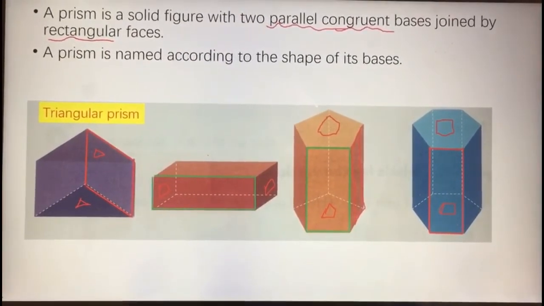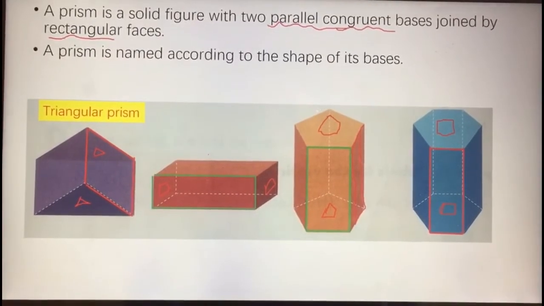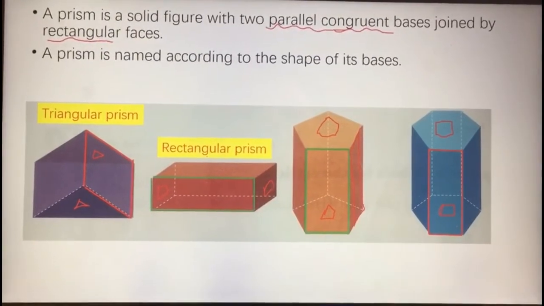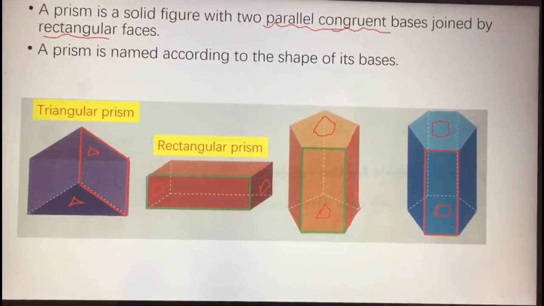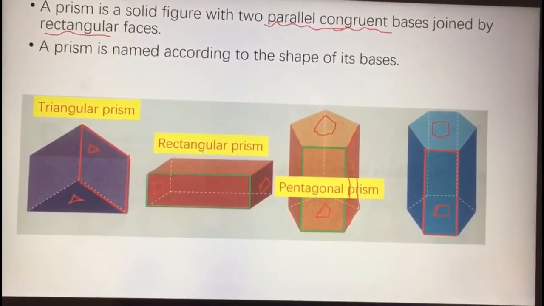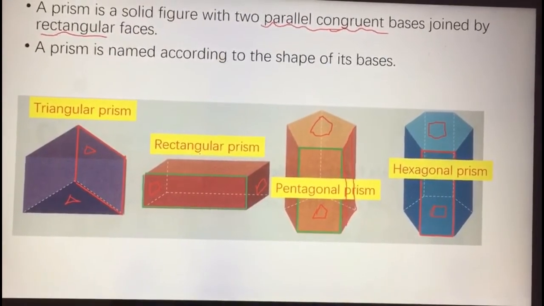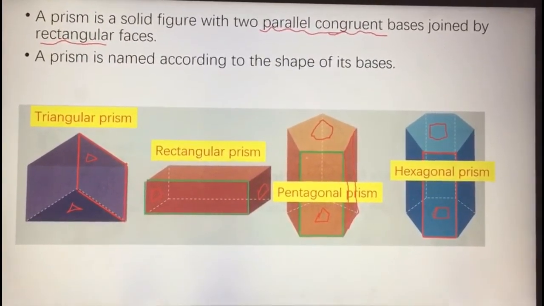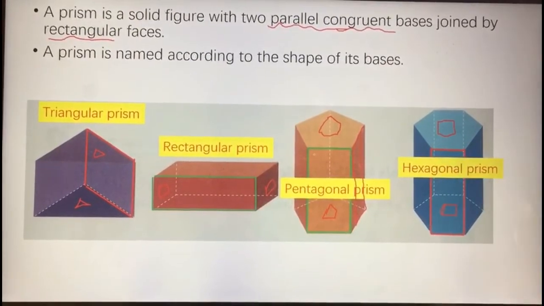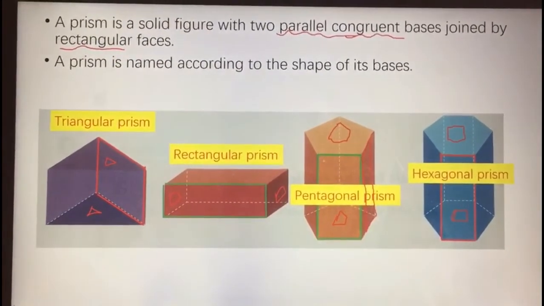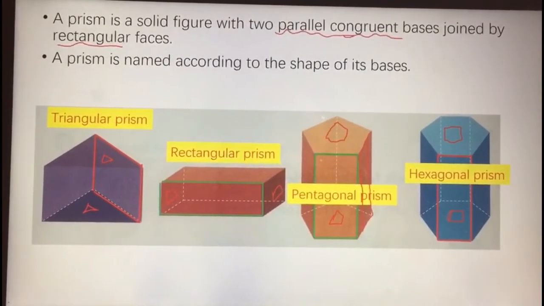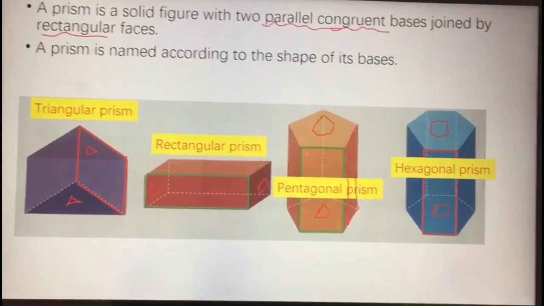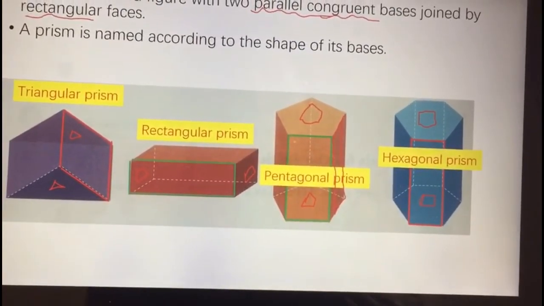With triangular bases, it is a triangular prism. With rectangular bases, it is a rectangular prism. With pentagonal bases, it is a pentagonal prism. And with the hexagonal bases, this is a hexagonal prism. Here, hexagon, this is how you spell it. And pentagon. So, according to the name of these bases, each prism is called a different name.